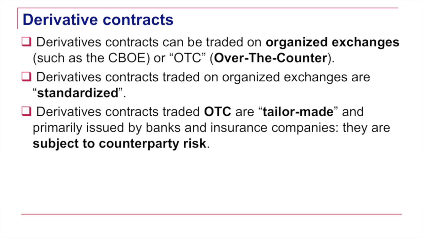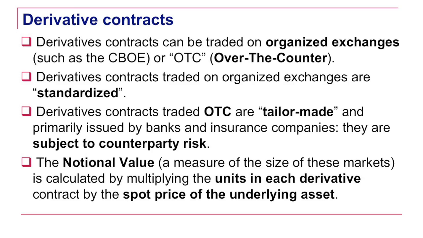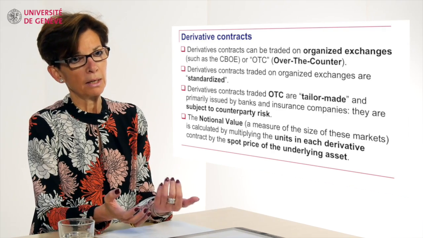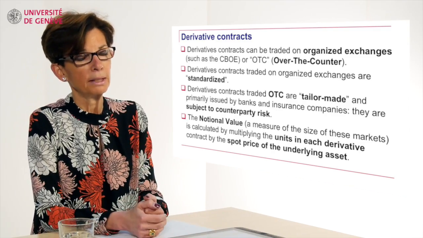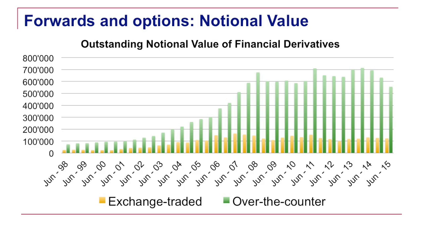When we talk about how big the derivatives markets are, we introduce a notion called the notional value of these instruments. The notional value is simply the units of underlying that you have in a given contract multiplied by the spot value of that underlying or primary asset. Just to give you an idea, the size has grown exponentially over the time period under review. You can see here that the green bars reflect OTC contracts, and the yellow bars reflect the exchange-traded derivatives.